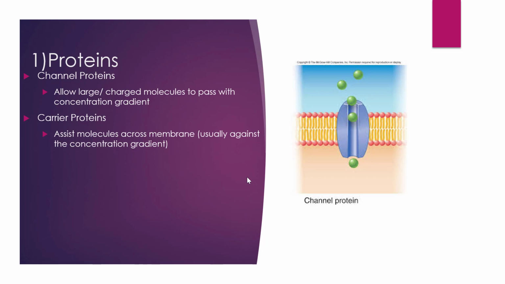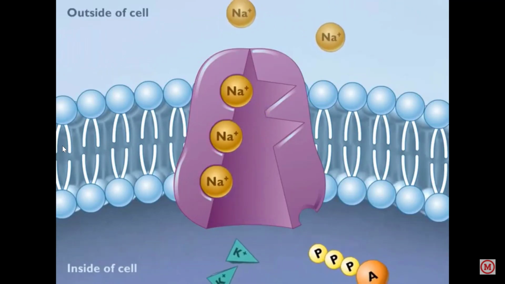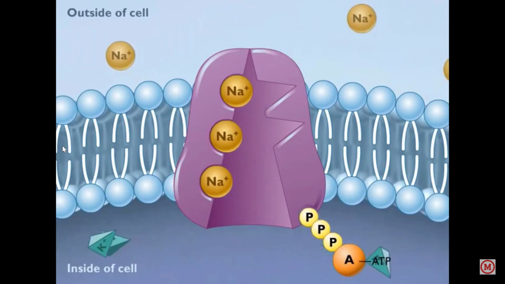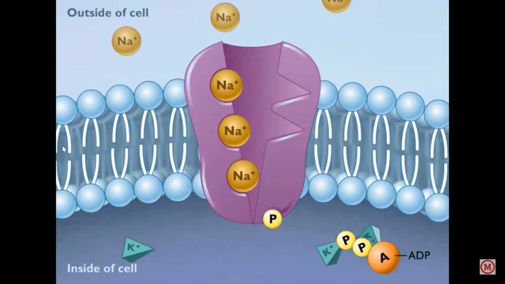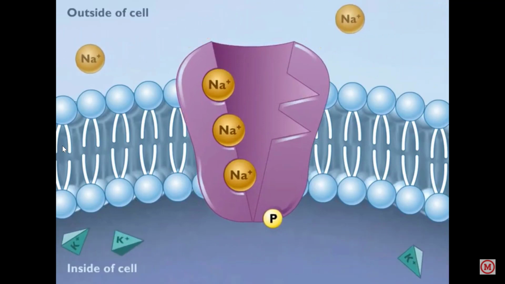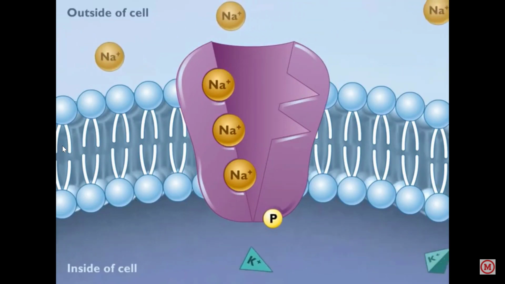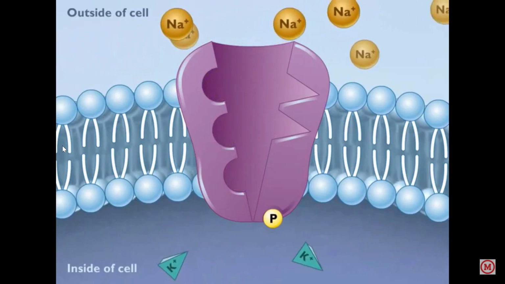And here's a little clip of a carrier protein. Specifically, this one's a sodium potassium pump. As you can see, we have our sodium, Na+, molecules that are moving into our purple protein. ATP is going to allow it to change its shape, which then allows the sodium to pass through to the other side. So it goes from the inside to outside. It needs this carrier protein because it is going against its concentration gradient.